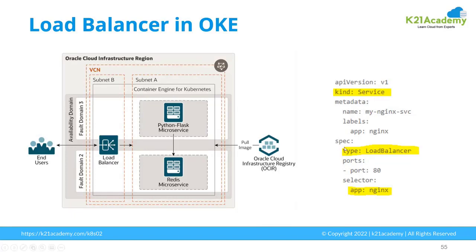So this is an example of a load balancer in Oracle Kubernetes where I'm saying my kind is Service and the service type is LoadBalancer, which is listening on port number 80. And behind this service, I have pods which have a label called app equal to nginx. So my end user will connect to the load balancer, which is a service defined of type LoadBalancer, forwarding requests to multiple pods with the label app equal to nginx.